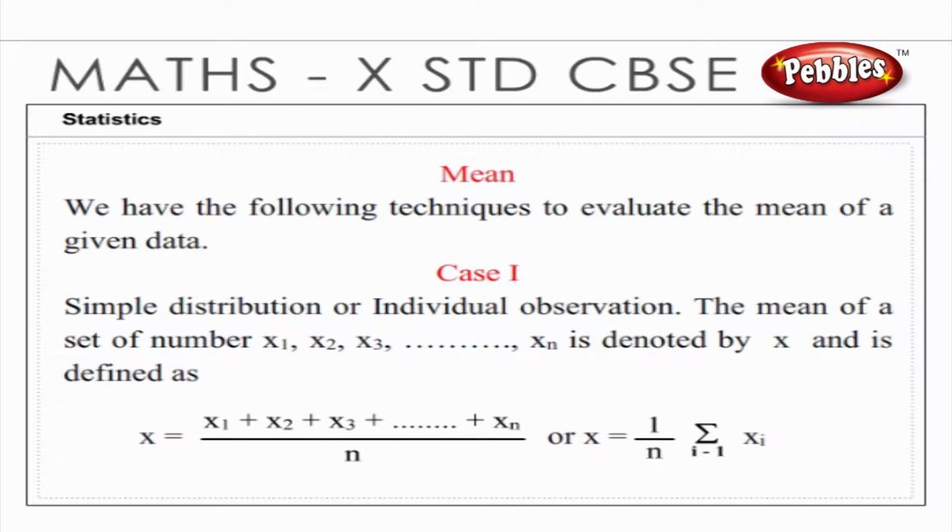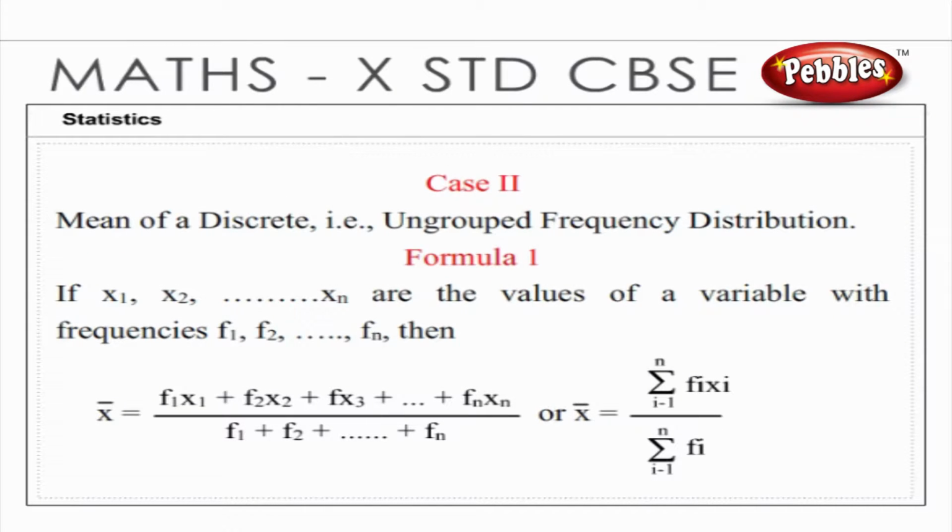Case 2. Mean of a discrete, that is, ungrouped frequency distribution. Formula 1. If x1, x2 up to xn are the values of a variable with frequencies f1, f2 up to fn, then x bar is given as shown.